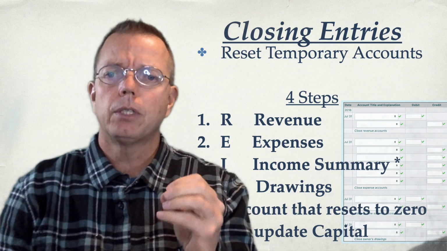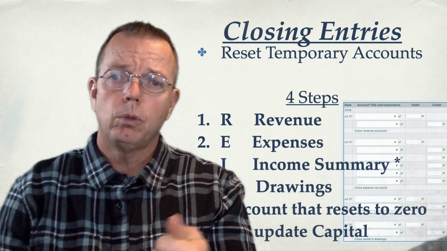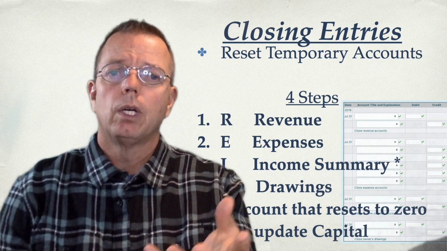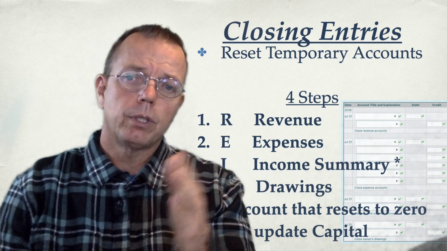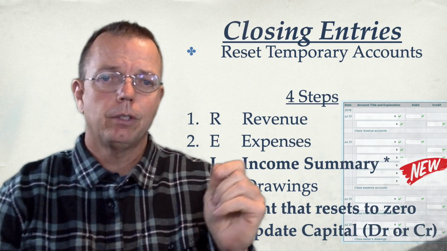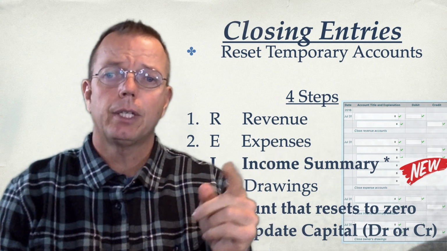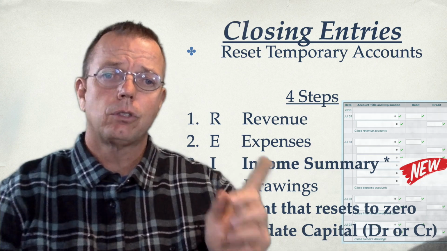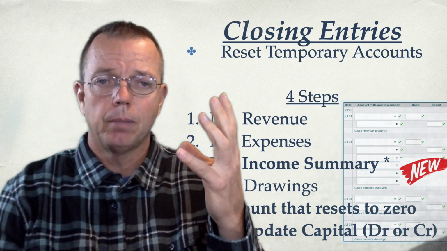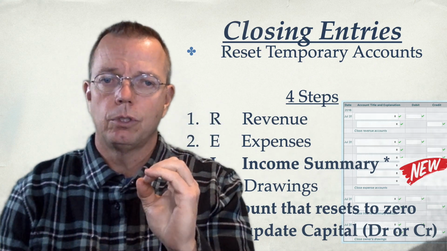So closing entries are basically resetting the accounts. All our temporary accounts, so revenue, expenses, drawings or withdrawals, are accounts that we need to reset back to zero so that when we start the next year, we're starting off fresh. However, there's a new account that we haven't done, called income summary. The income summary account allows us to reset those to zeros because we can't just magically make them into nothing. So this account allows us to balance those out and make them into zero.